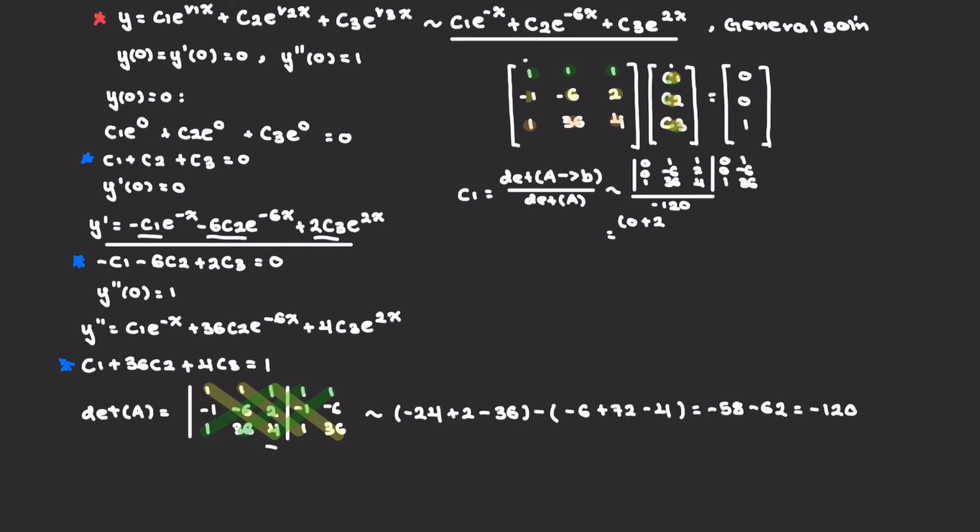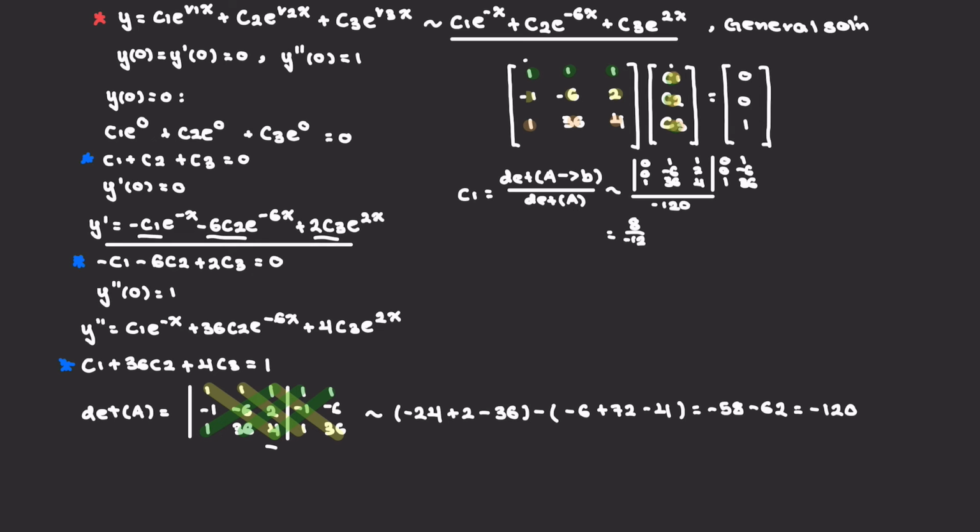0 plus 2. And then 1 times 0 times 36 is just 0. So minus. Let's multiply it diagonally from the top right to the bottom left now. 1 times negative 6 times 1 is negative 6. 0 times 2 times 36 is just 0. 1 times 0 times 4 is just another 0. So we get here, and 2 minus negative 6 is 8.